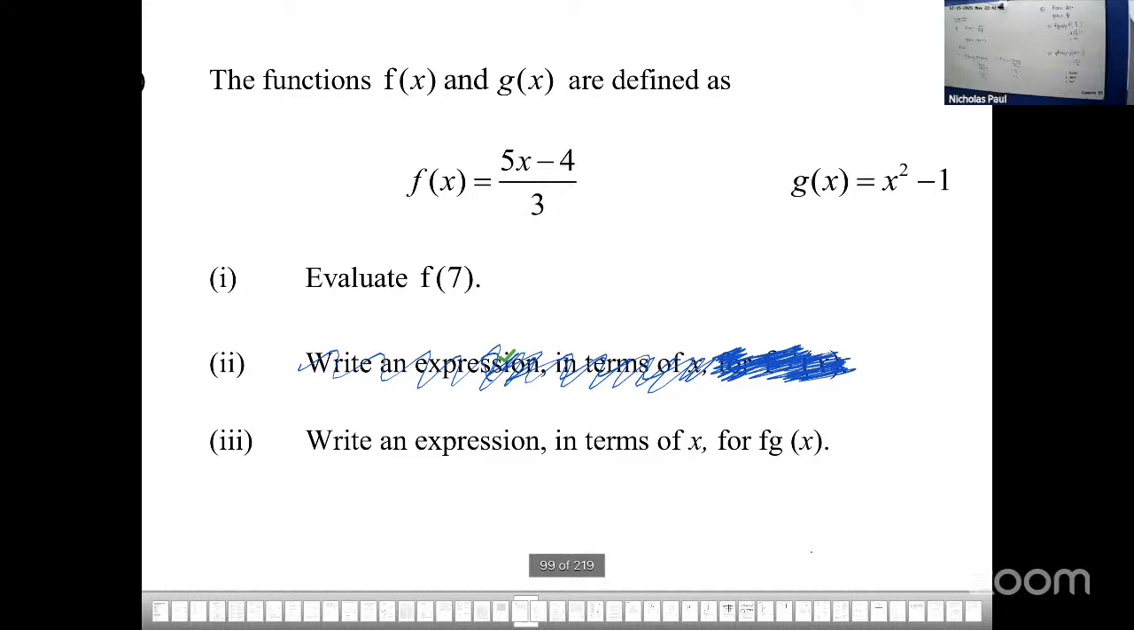Right, hopefully you have f of 7 by now. F of 7 is what? 5 by 7 minus 4 all over 3. So that is 31 on 3, something like that. Okay. Next, f of g of x.